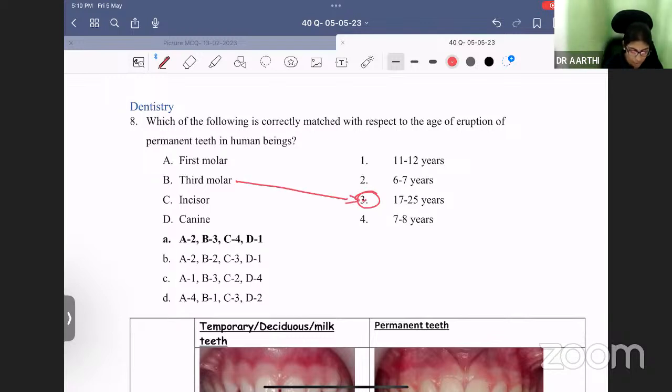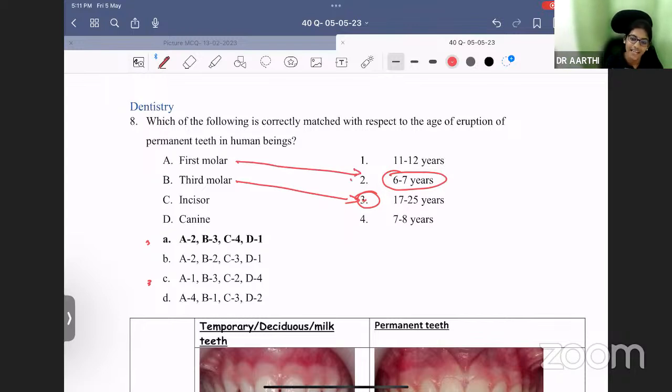So we look for an option that matches. Here we have A and C, which match with that. Then the first permanent molar is the first permanent tooth to erupt, and it erupts around 6 years. That's another one-mark question that comes. The first permanent tooth to erupt is the first permanent molar, and it comes at around 6 years. So here you have another match.